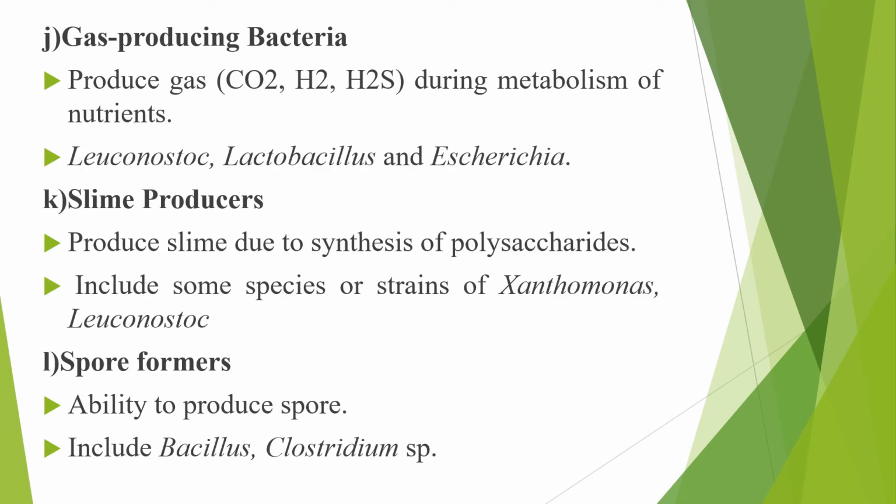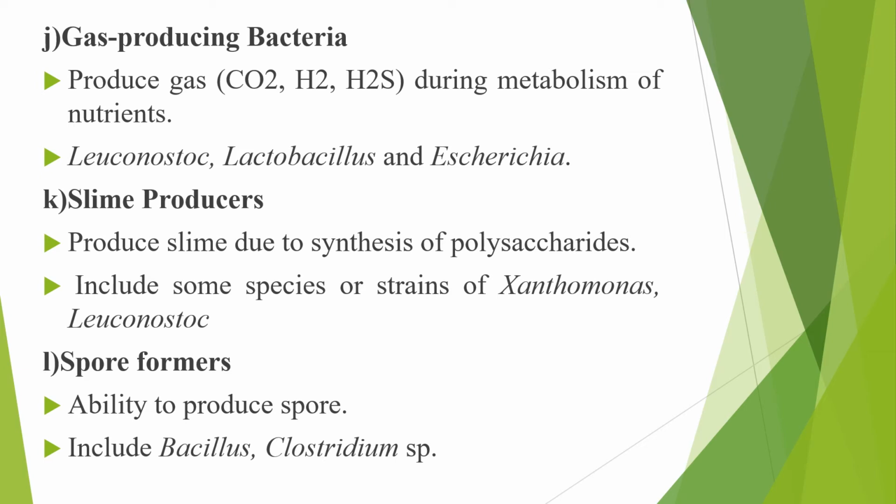Next is the gas producing bacteria. These are the group of bacteria that have the ability to produce gases like carbon dioxide, hydrogen sulfide, etc. during the metabolism of different nutrients present in the food items. Examples are Leuconostoc, Lactobacillus, Escherichia, etc. So gas producing bacteria metabolize the nutrients of the food items with the liberation of some gases like carbon dioxide, hydrogen sulfide, etc. So if a food item is contaminated or spoiled by this group of microorganisms, the symptom is the formation of bubbles on the surface of the food item.